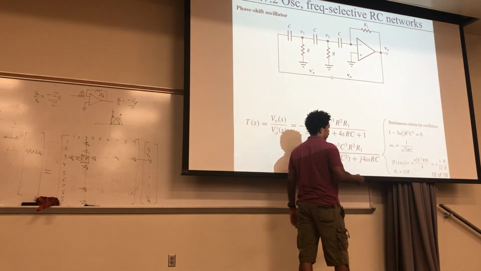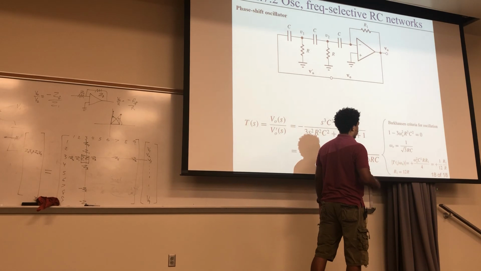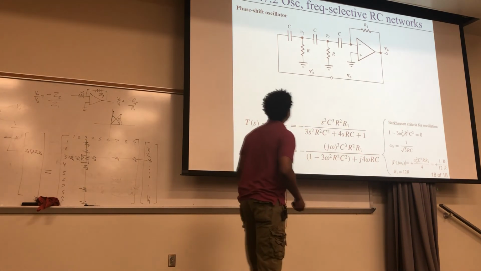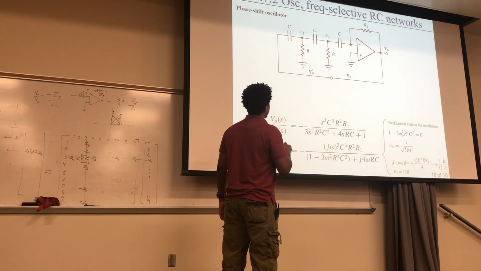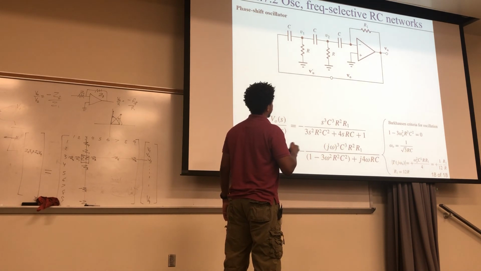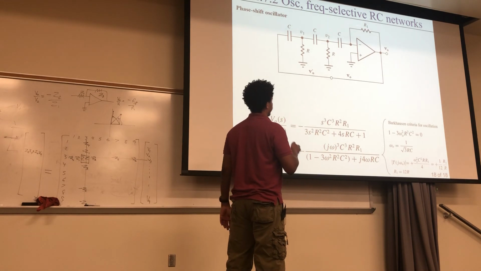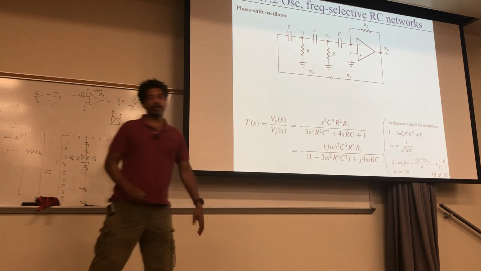In order for that to be 1, you just set your R1 equal to 12R. Whatever these 2 R's, make this right here 12 or whatever those are. And then the whole magnitude equals 1. And then you'll have an oscillator.